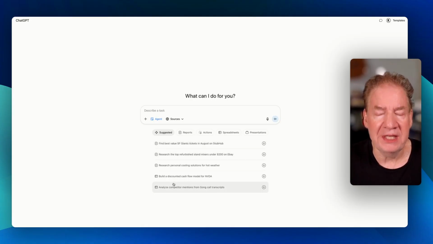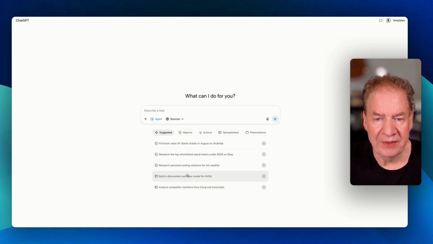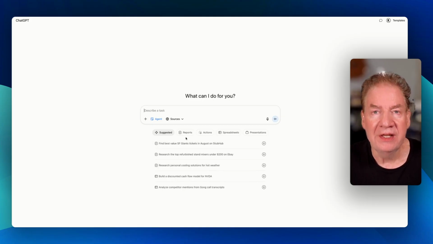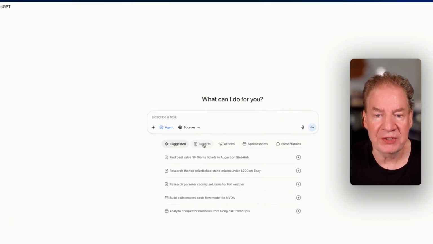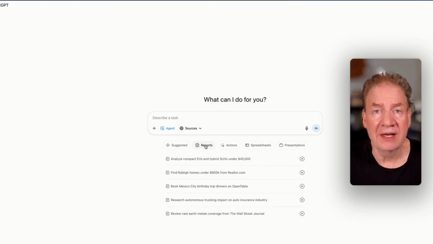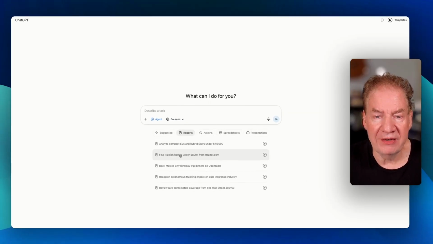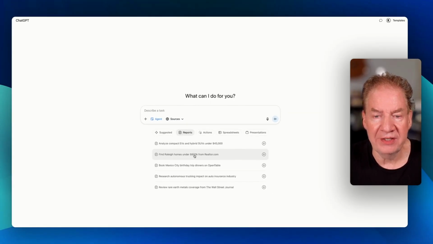You can play with these, but obviously we're not going to be looking for San Francisco Giants tickets or build a discounted cash flow model for NVIDIA. But it is interesting to see what's available here, just to sort of seed the idea box, right? We can click on reports, find Raleigh homes under 800K from Realtor.com. Okay, so just use that as an example.